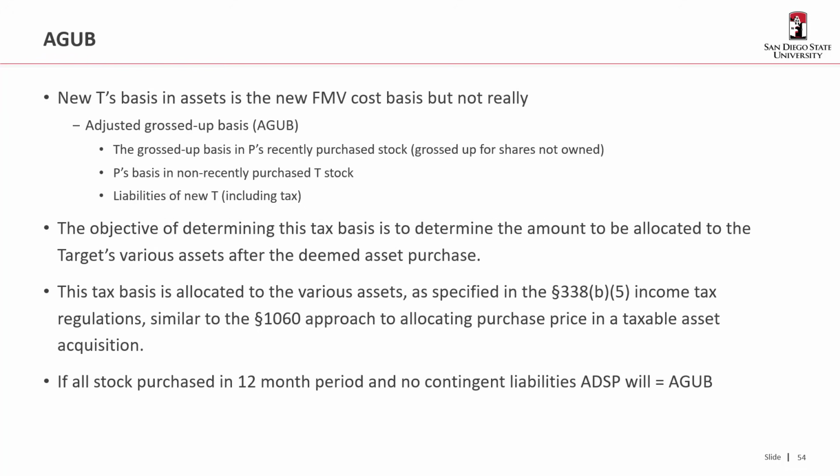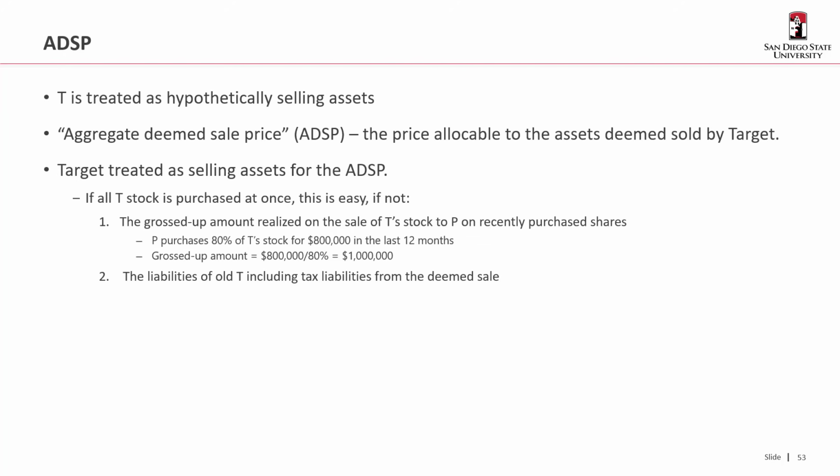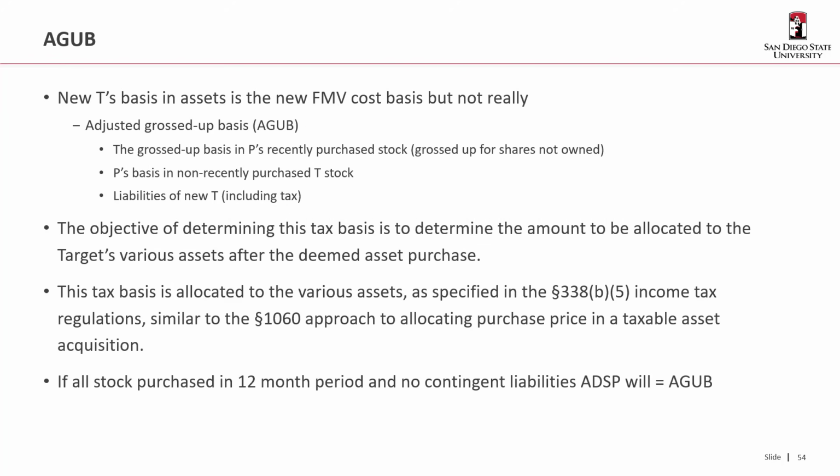New T's basis in the assets is the new fair market value cost basis, but again, not really. So there is a distinction between ADSP and AGUB, the adjusted grossed up basis. So you would think those would match, and in some instances, in very simple instances, they do. But in some instances, they do not. So the adjusted grossed up basis is the grossed up basis in P's recently purchased stock, grossed up for the shares not owned, P's basis in non-recently purchased T stock, and the liabilities of new T, including that tax liability.